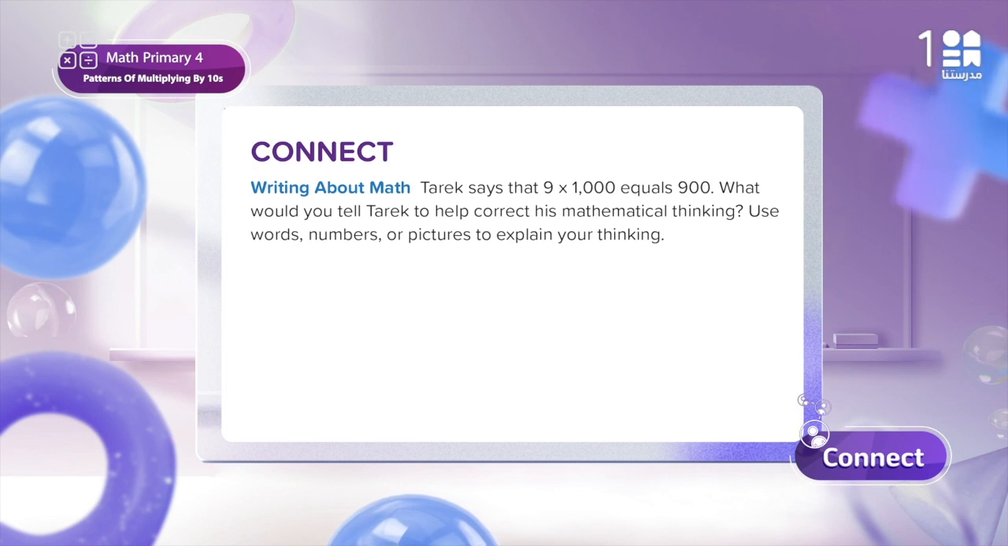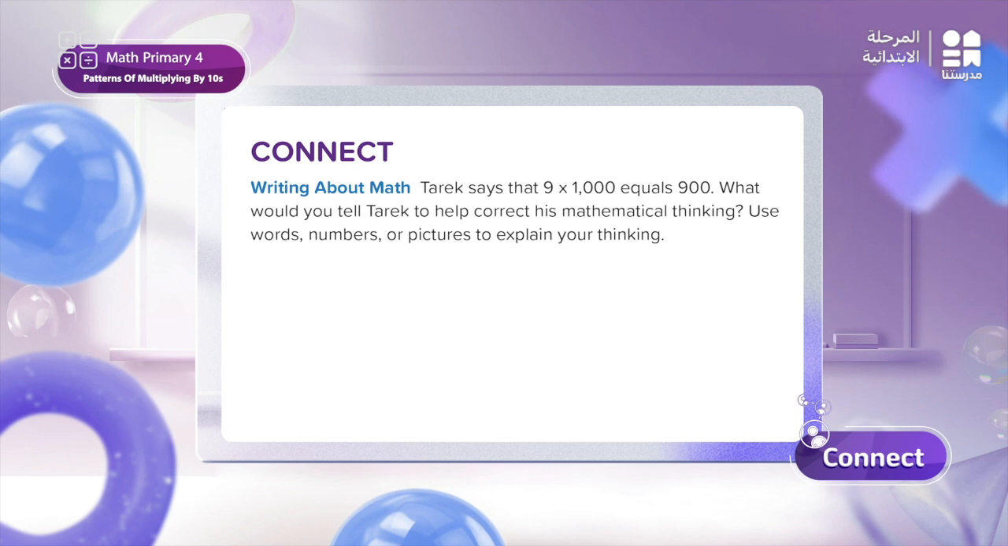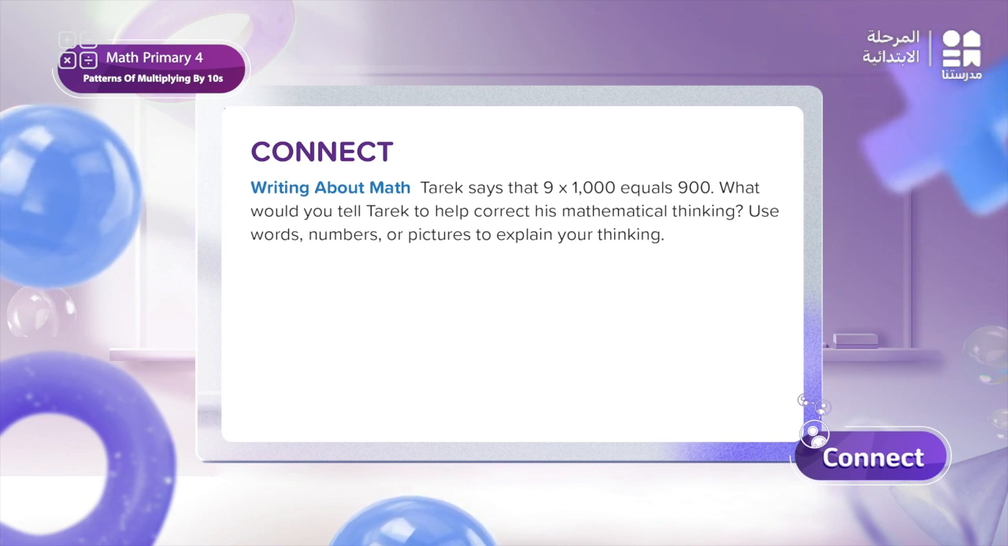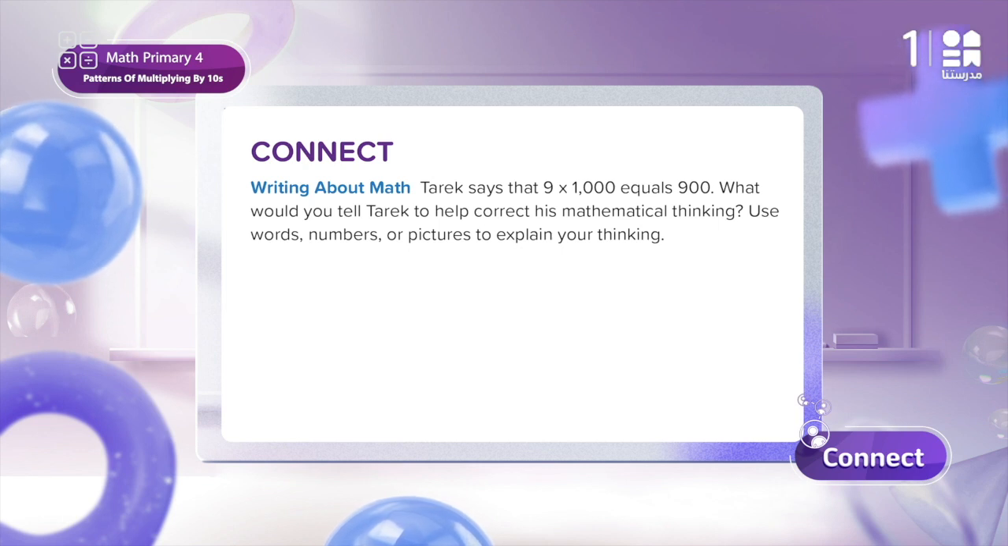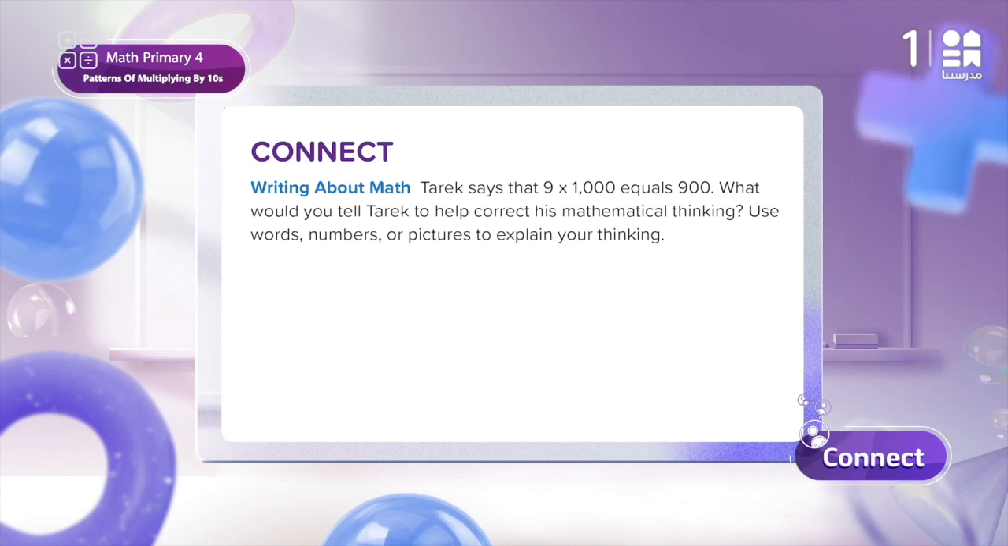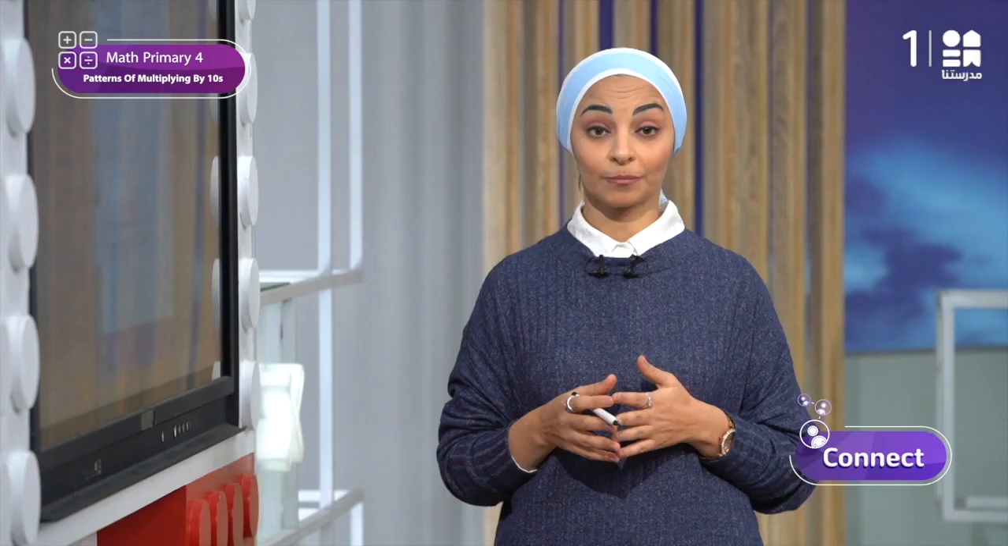Here there is a problem about Tarek who says that 9 times 1000 gives me 900. What would you tell Tarek from what you have studied to help him correct his mathematical thinking?